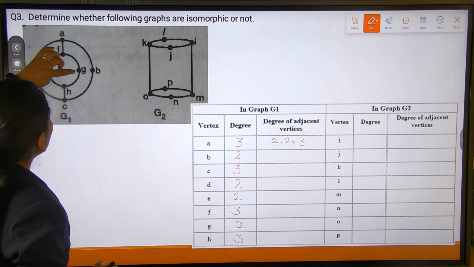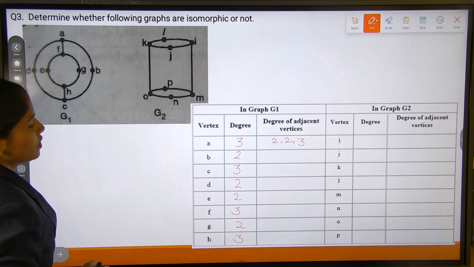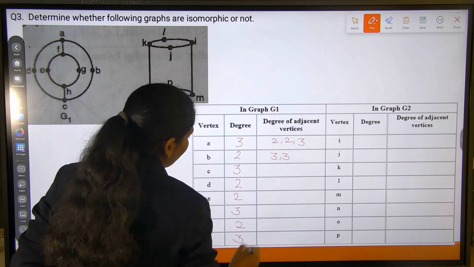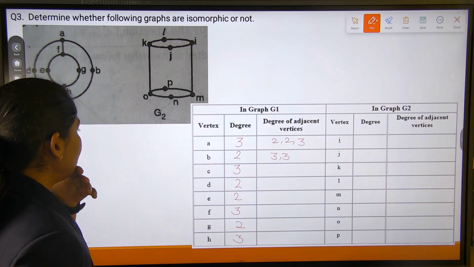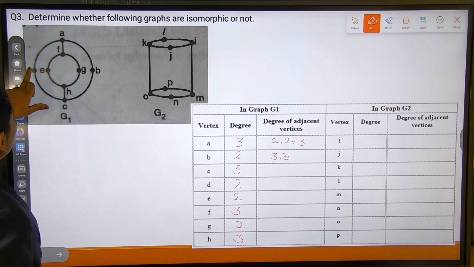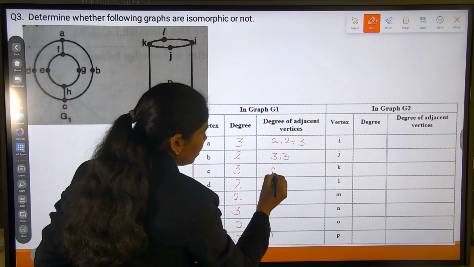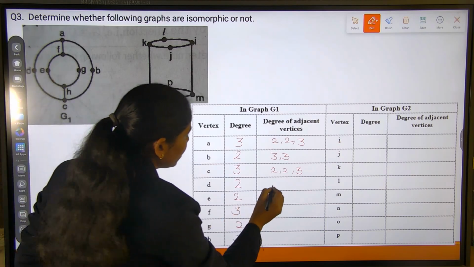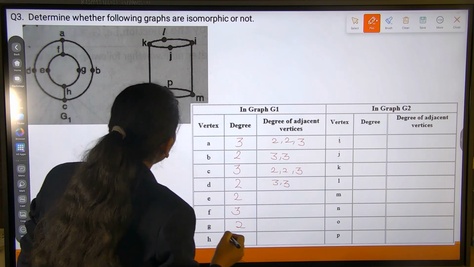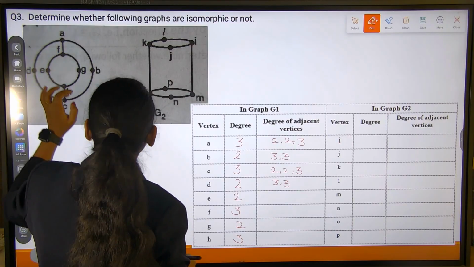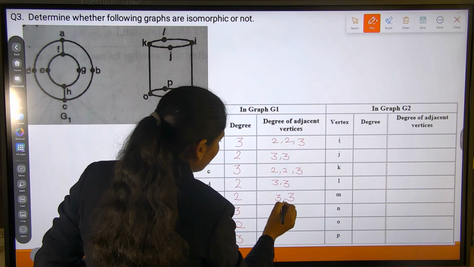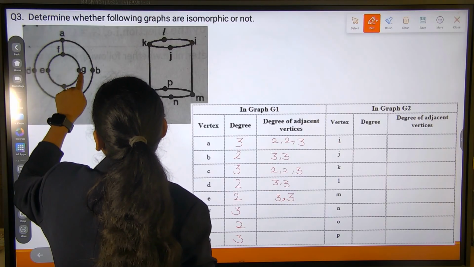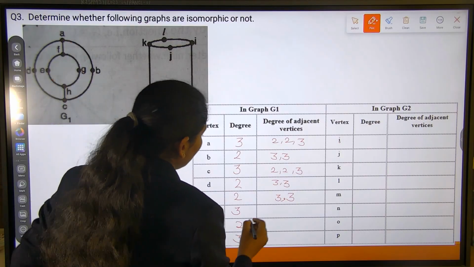Then B. B having 2 adjacent vertex A and C. So, write down degree of A and C. So, 3, 3. Next C. 3 adjacent vertex 2, 2 and 3 degree. For D, adjacent vertex having degree 3, 3. For E, adjacent vertex having degree 3, 3. For F, the 3 adjacent vertex having degree 2, 2 and 3.